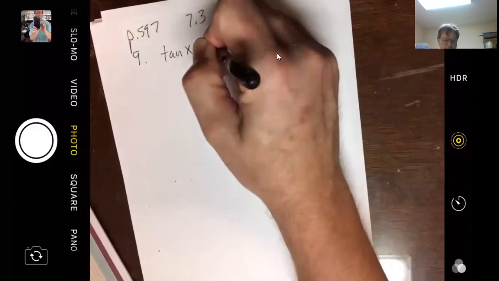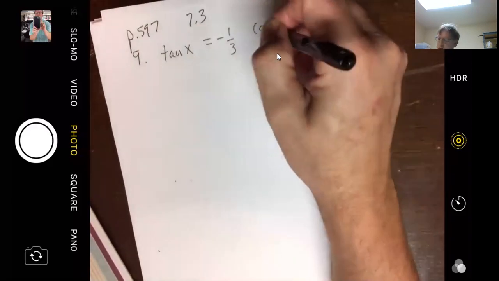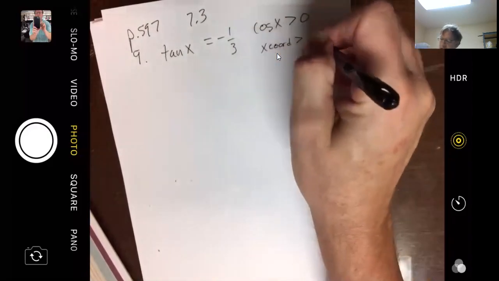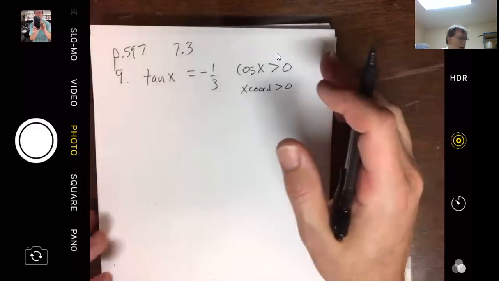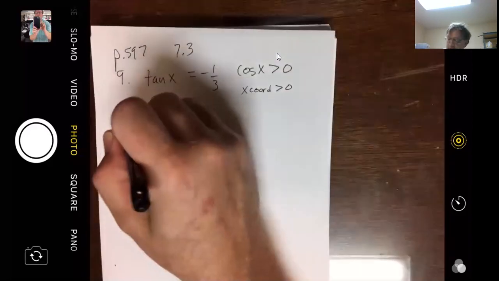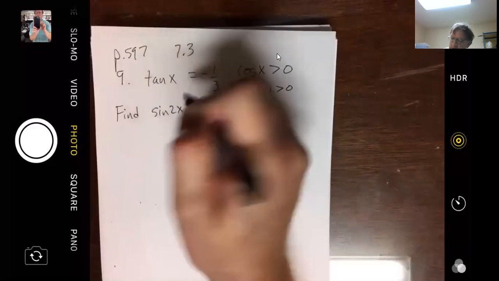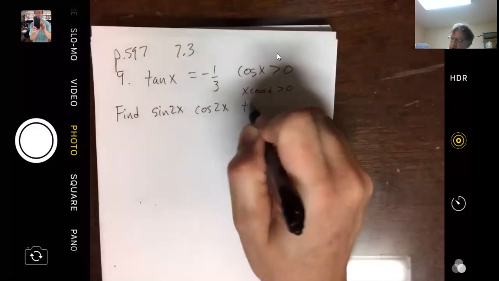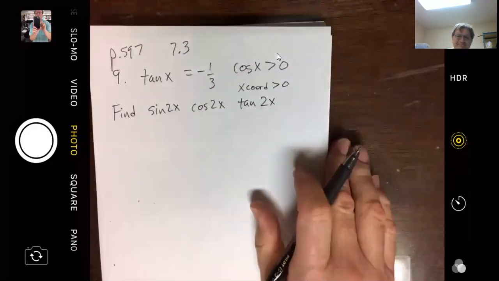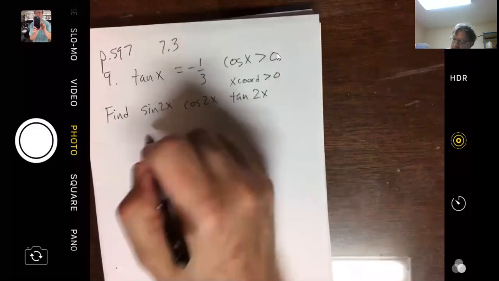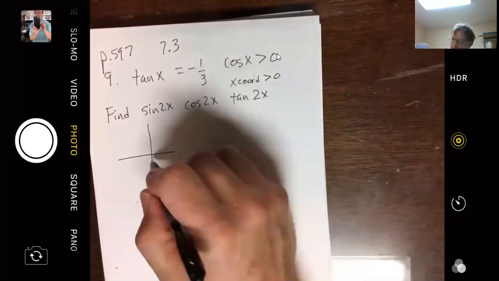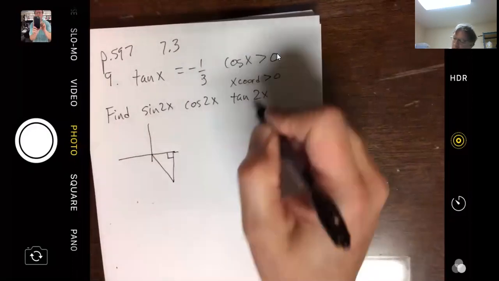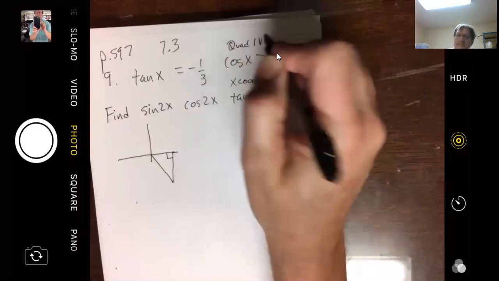Tangent of x is -1/3. Cosine x greater than 0, which means your x coordinate is greater than 0. And we're supposed to find all three things: sine 2x, cosine 2x, tangent 2x. So if the tangent is negative, but your x-coordinate, cosine, is positive, you have to be in quadrant 4.